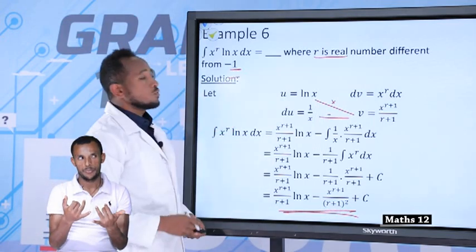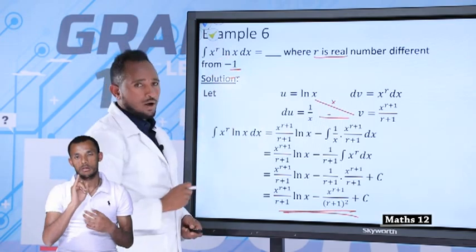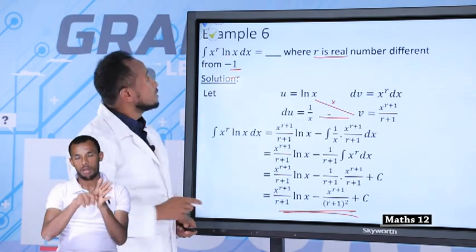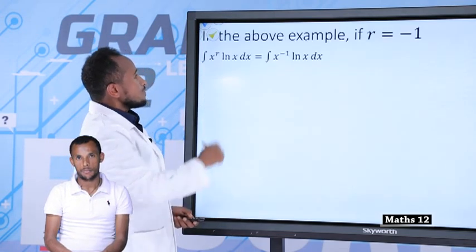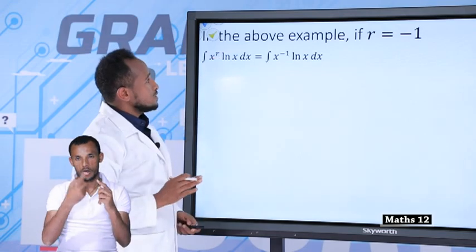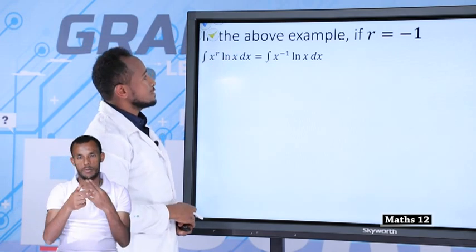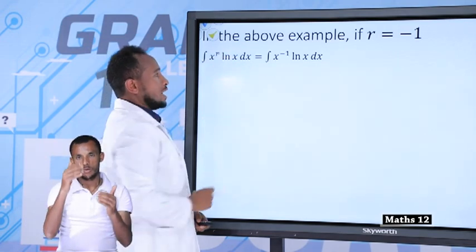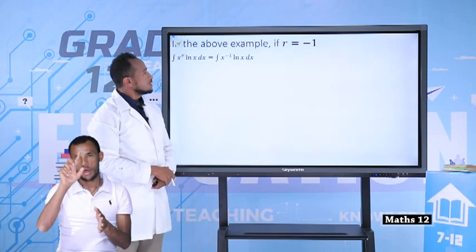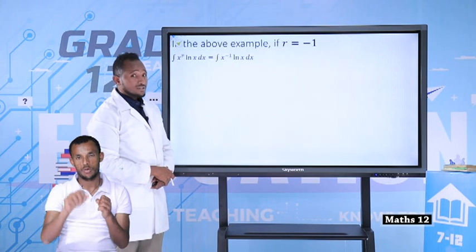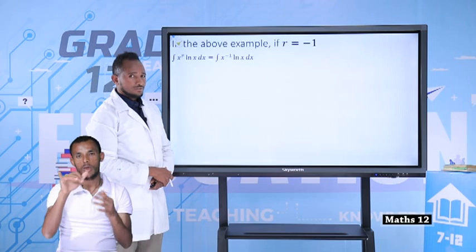Now, what would happen if r is -1? R is -1. So try to evaluate this integration. The integration of x to the power of r times ln x dx, for r equal to -1, is x to the power of -1 ln x dx. So to integrate this, you will not use integration by parts.